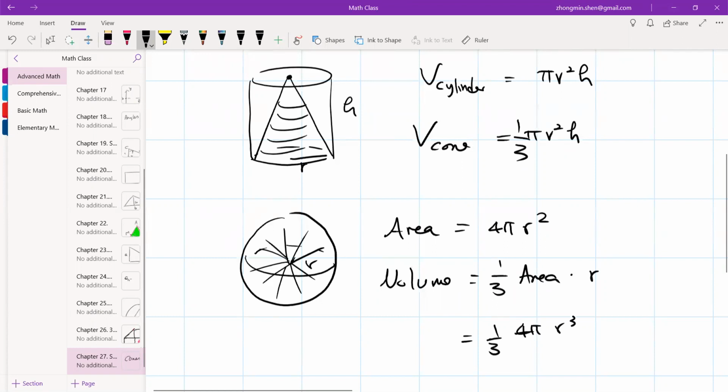So it's not a surprise there is a 1/3 there, because you can view the ball as a cone over the sphere.